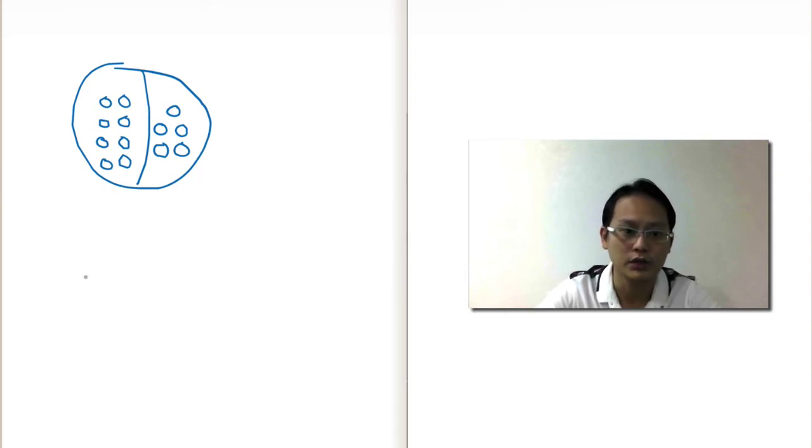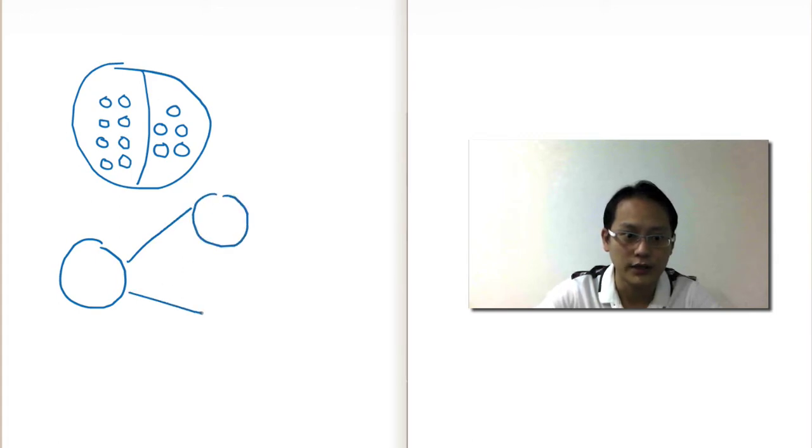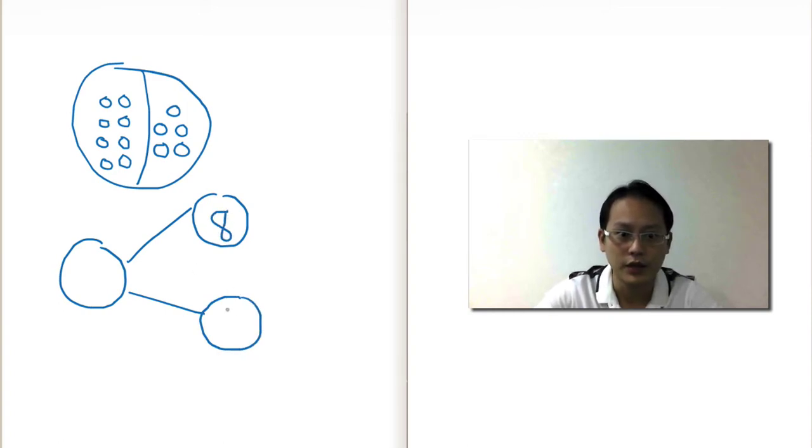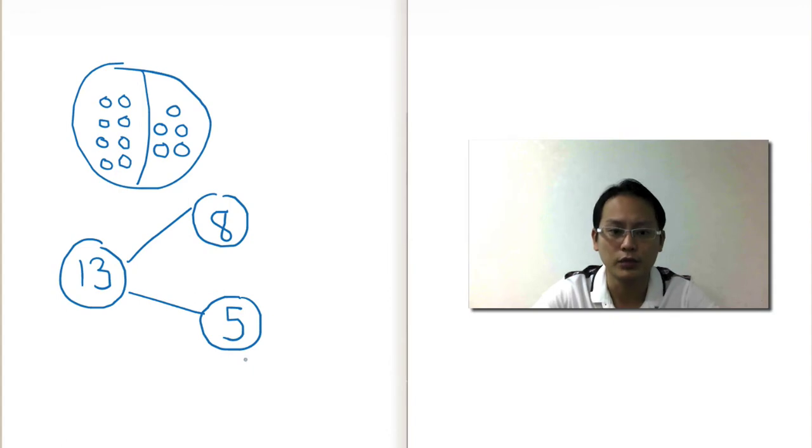So in number bonds, this is one whole and it is represented by two parts. We have one part 8 marbles, the other part 5 marbles. So altogether we have 13 marbles. We know that this whole here consists of 13, and one part is 8, the other part is 5. Okay, how do we apply this to a word problem?